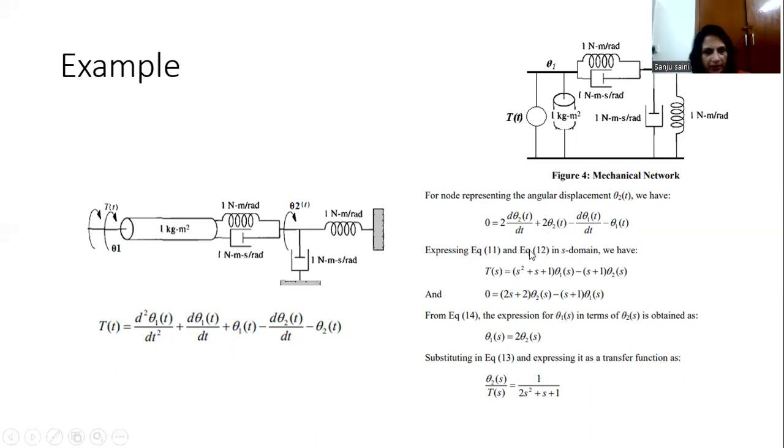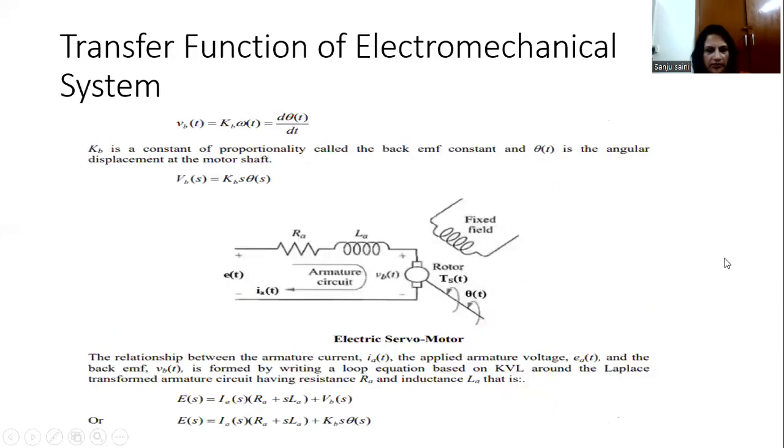So here we can see that we can write theta 2 from this. Then we are getting two equations, this equation as well as this equation. We solve both these equations to get the ratio of theta 2 and T, that is the transfer function of the system. So the procedure remains the same. We write down the differential equation describing the system, and from there we take the Laplace transformation of those equations, and finally we get the transfer function.